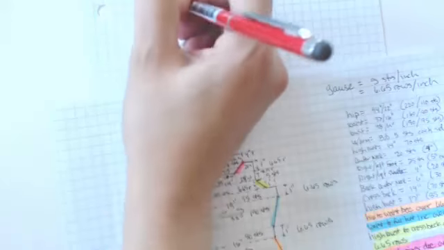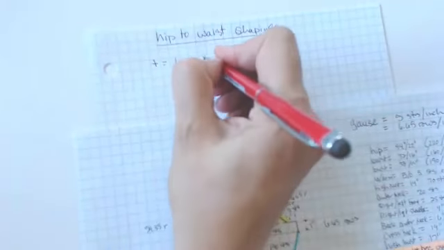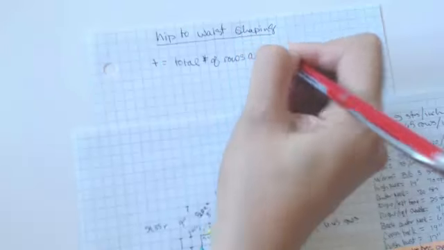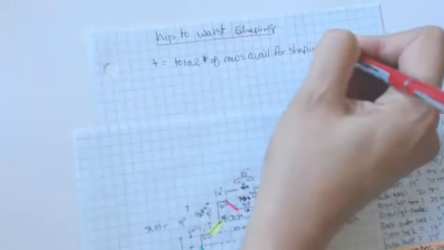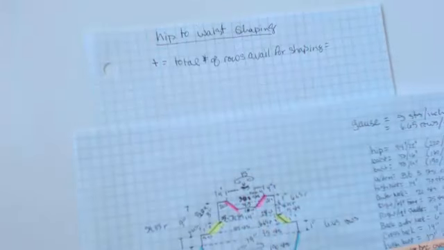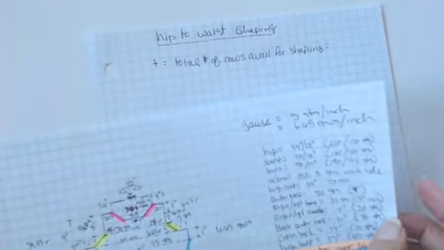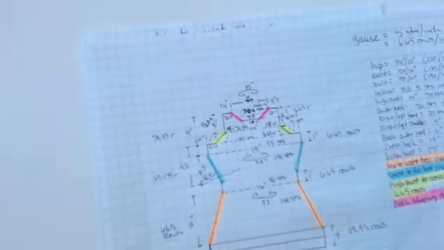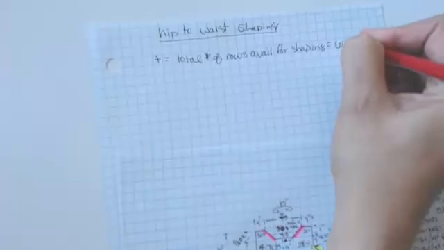So total number of rows, we're going to call that T. This is the total number of rows available for shaping. So we know that is, from our schematic that we drew, here, 66.5. So we're going to write that up here, 66.5.